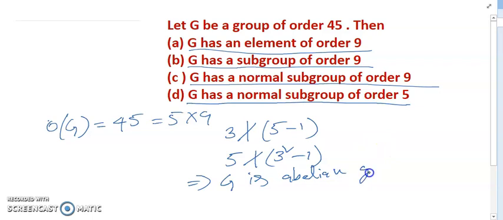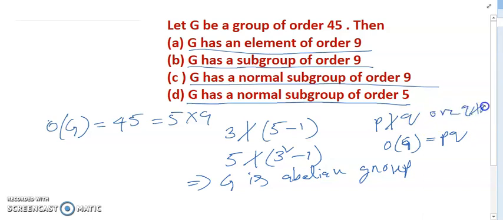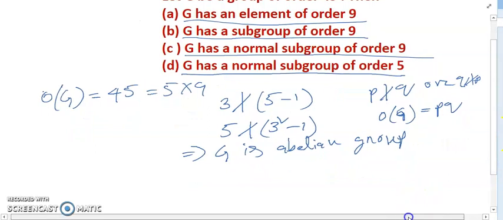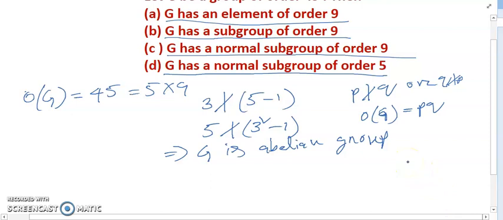G is an abelian group because we know this property: if the order of G is equal to PQ and P does not divide Q, or Q does not divide P, then G is an abelian group. So G is abelian group and all the subgroups of G are normal subgroups.